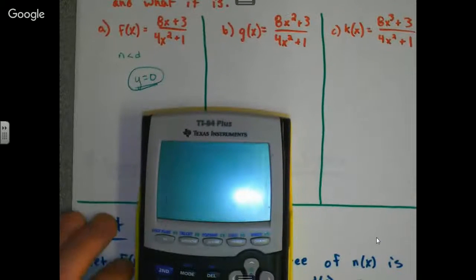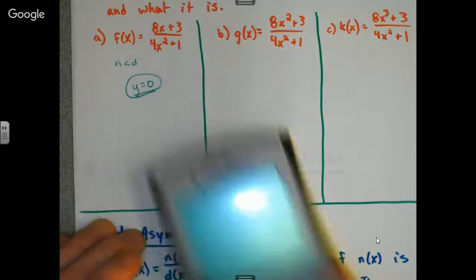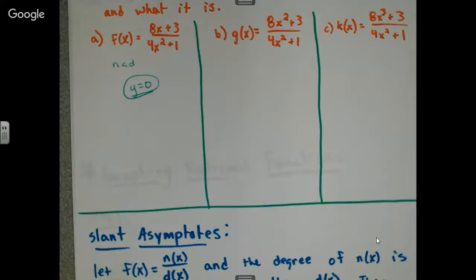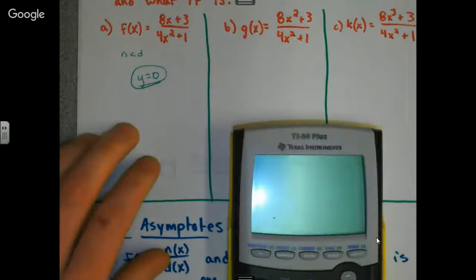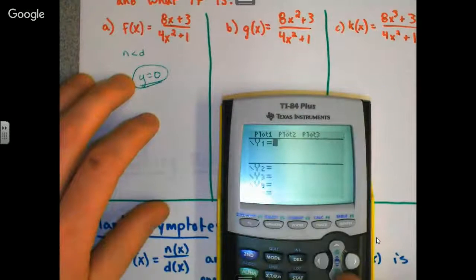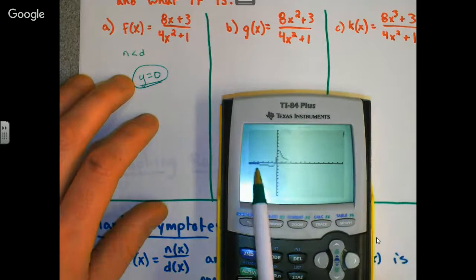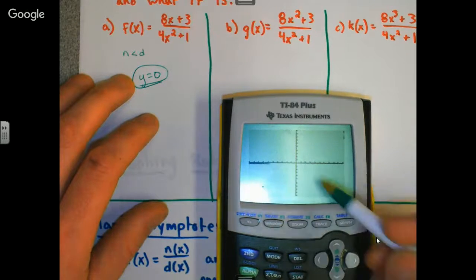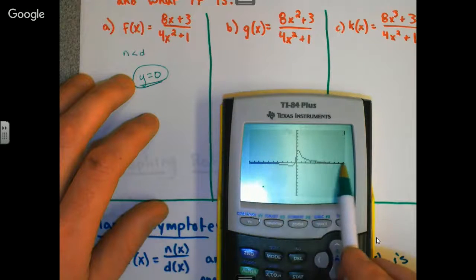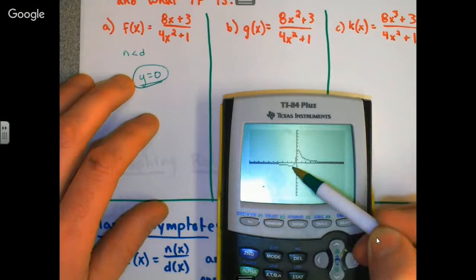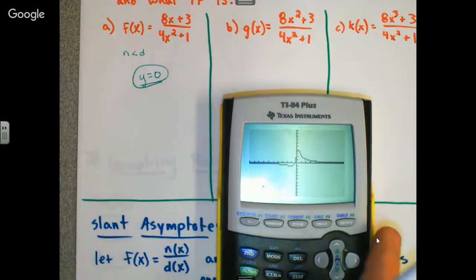So if we graph this out real quick, if I have 8x plus 3 divided by 4x squared plus 1, if I graph that out, notice there I've got that horizontal asymptote. Let's just assume standard. I cannot cross that line. Now here it looks like we've crossed there, but there's probably a hole right there. Okay, so there's my asymptote.